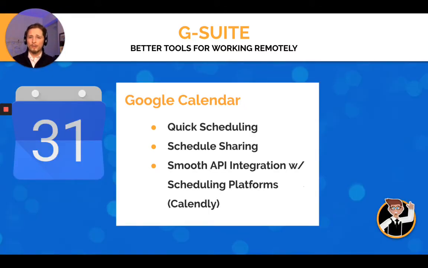Within Google Calendar, it's great for scheduling quick meetings. You can schedule these through your phone, and you can actually share your schedule with people and give them certain levels of access if you need somebody to schedule meetings for you, or if you want to show your boss what you're actually doing. And it has a very smooth API integration with scheduling platforms such as Calendly. So if you're working on booking appointments, I also recommend Calendly that integrates well with G Suite.